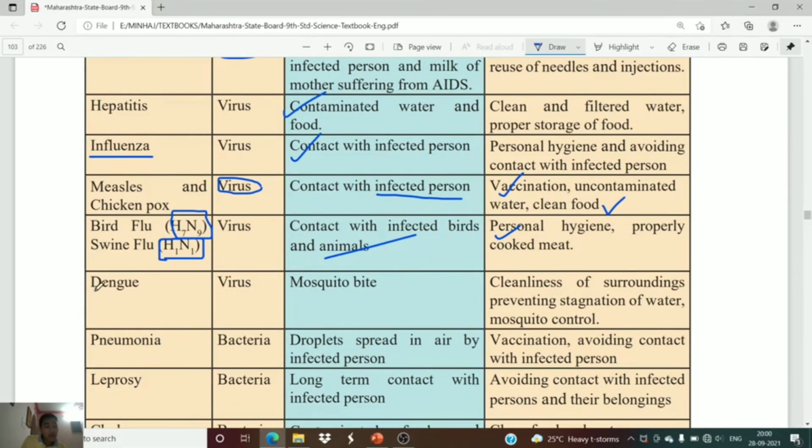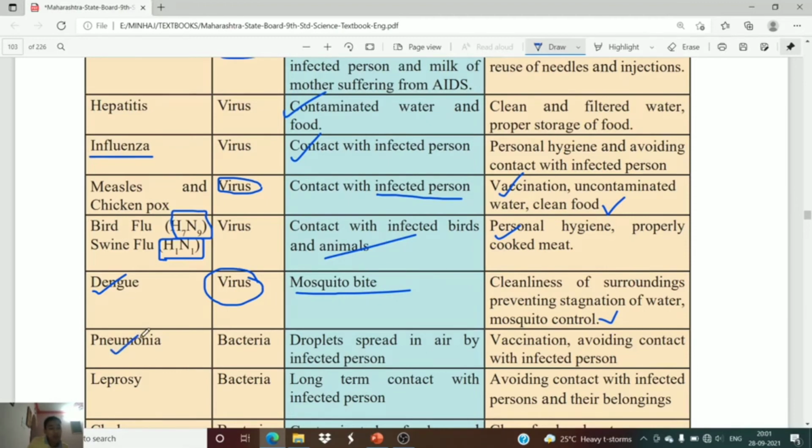Next is dengue. We all know that it is spread by the dengue virus, by a dengue mosquito, that is Aedes aegypti. If this mosquito bites you, then you will suffer from dengue. The virus associated with this disease is the dengue virus, which belongs to the class of flavivirus. Now, what are the preventive measures? Cleanliness of the surroundings, preventing stagnation of water, and mosquito control. These are the preventive measures.